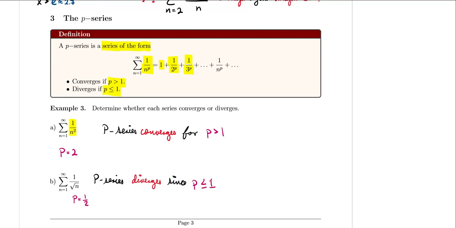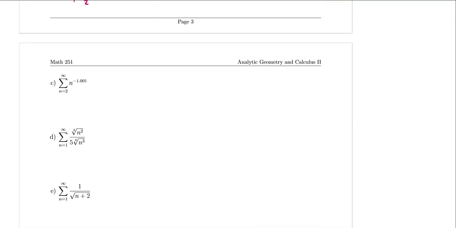Okay. So let's take a look at a couple more examples. Let's go over 3 more. Alright, so example C. So we have the series as n goes from 2 to infinity of n raised to the negative 1.001. Now this one here, we will rewrite it. So we have here the sum as n goes from 2 to infinity of 1 over n raised to the 1.001. There we go. Now it looks the way that we want it.